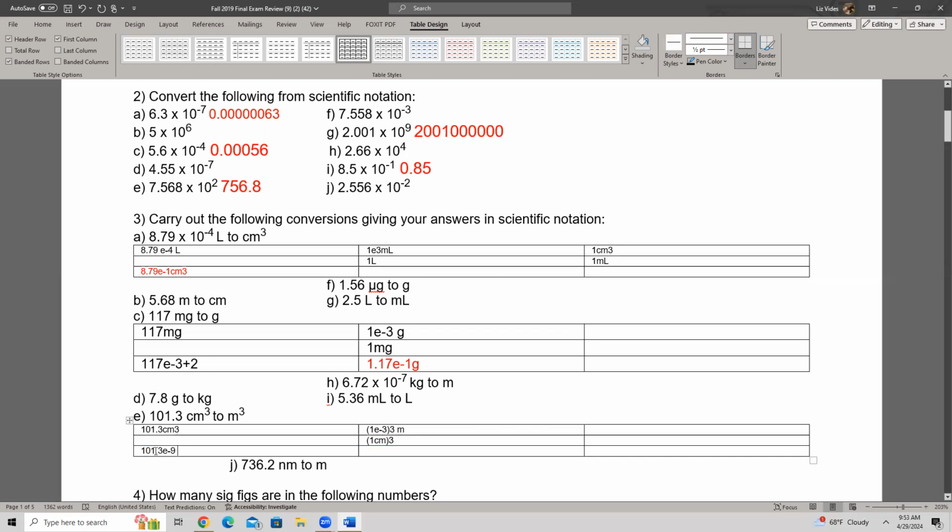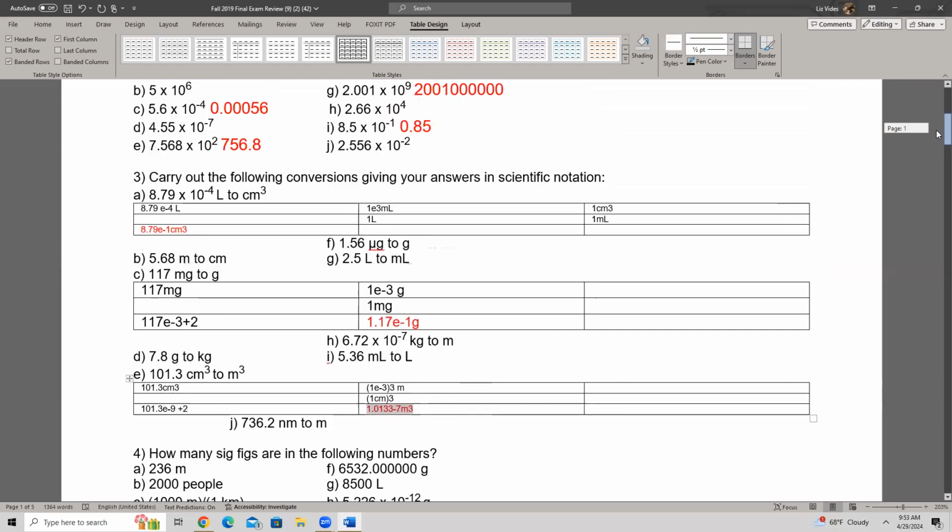So now we're moving it back 2, right? So 1, oops, no, don't want to erase it. I just want to move it. 1, 2, that is, we're decreasing it by 2, so we increase this one by 2, and that gives us 1.013 e to the negative 7. You see that? And that is meters cube. Oops, sorry, cube. And then this is the answer, so we're going to put it in red. All right.